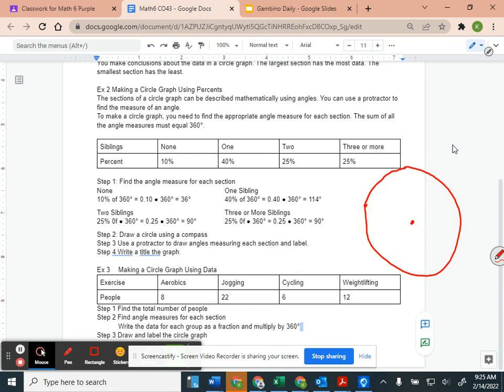Remember that if it's 20 degrees, it's not going to be a huge angle out of 180. So think it through. Am I looking at the right side, the inside or the outside? So let's look at our paper. Find the angle measure for each section.